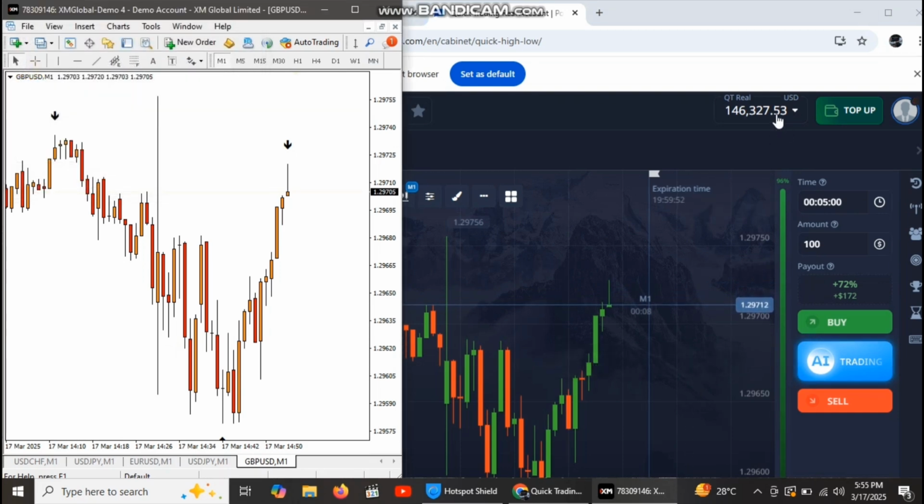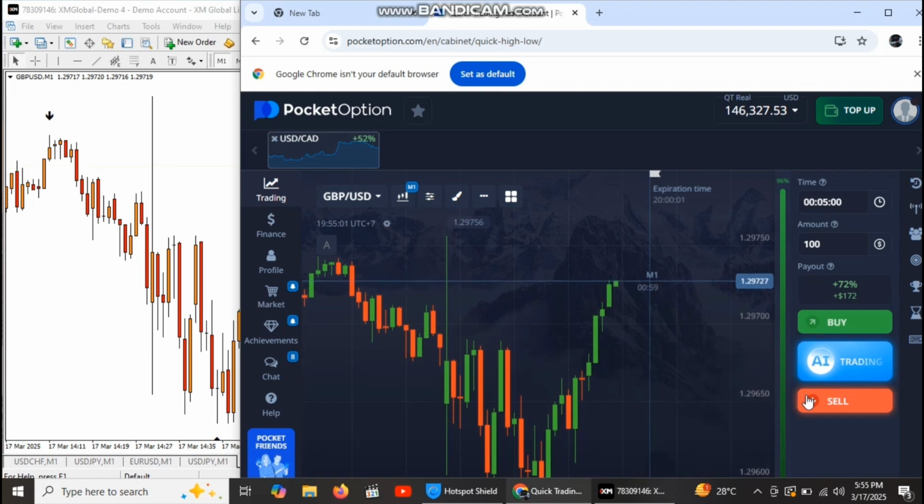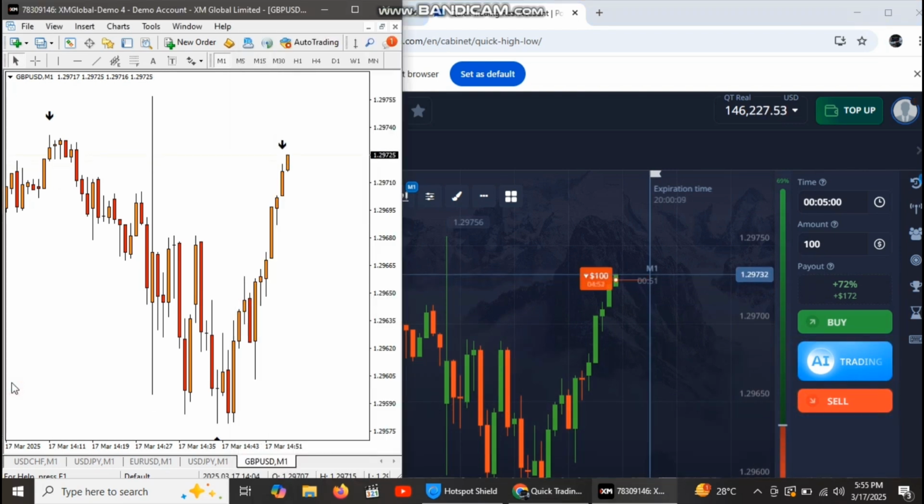Follow the indicator signal, then win every trade, make profits. Now the indicator down signal, go to Pocket Option, select the currency pair and time frame, 5-minute candle. You can check my live account.